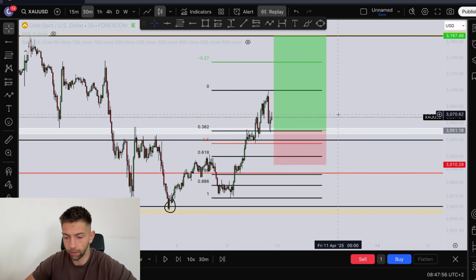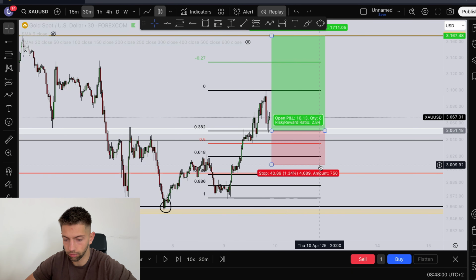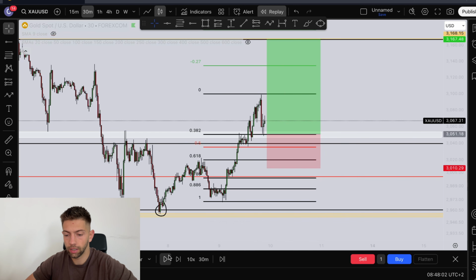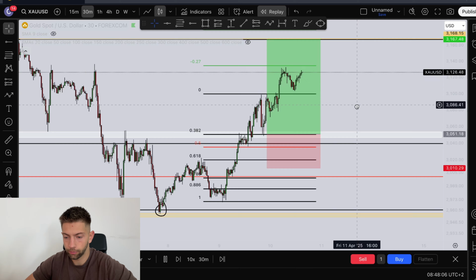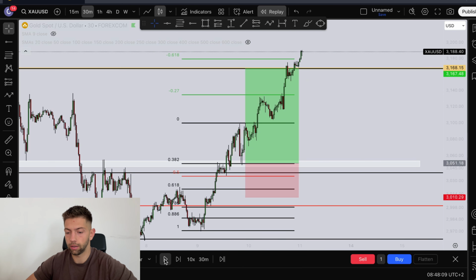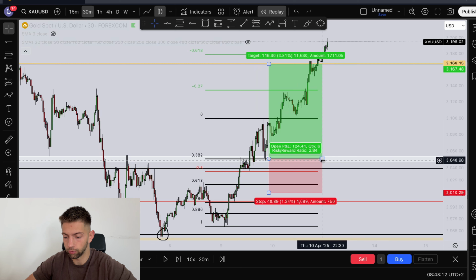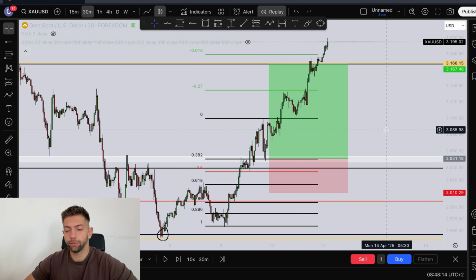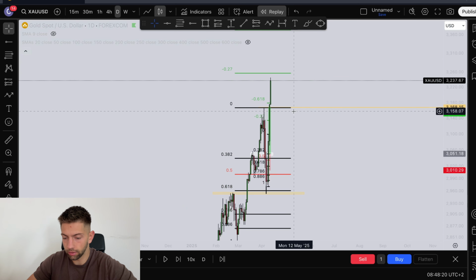I'm not going to be going over entry right now. As I said, buy limit here, stop loss under the zone. And let's play it. And price eventually got there, and that would be the trade. And we can continue, but as I said, that's the major thing.